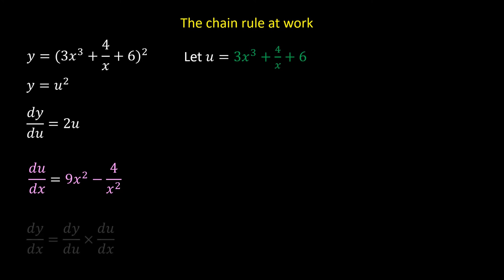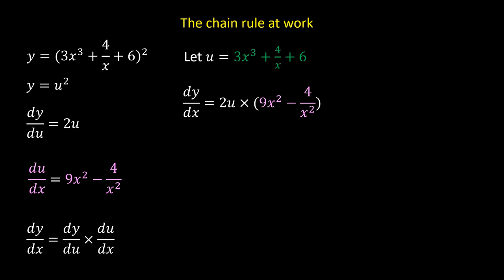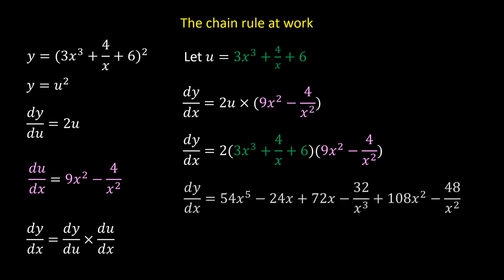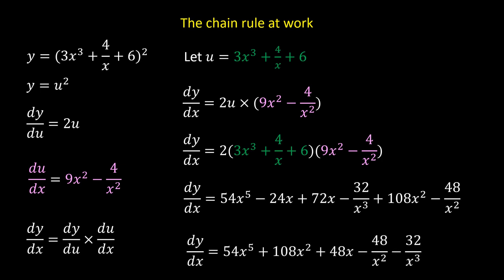Using the chain rule, we get dy/dx equals 2u times (9x squared minus 4 over x squared). Putting back 3x cubed plus 4 over x plus 6 for u and multiplying throughout, we get dy/dx equals 54x to the fifth minus 24x plus 72x minus 32 over x cubed plus 108x squared minus 48 over x squared, which simplifies to 54x to the fifth plus 108x squared plus 48x minus 48 over x squared minus 32 over x cubed.